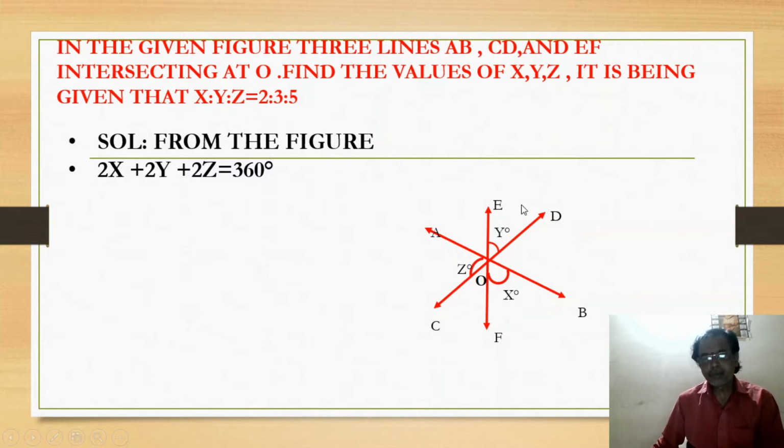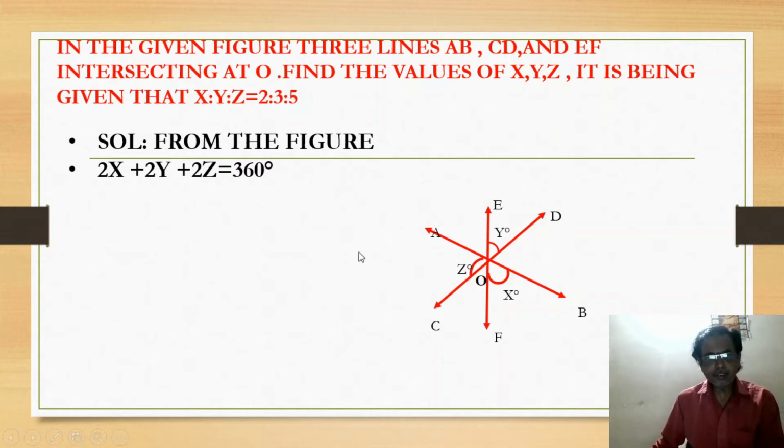In a similar way, AB and CD intersect at point O. So that's why here AOC is z degrees and DOB, or BOD, is also z degrees. So here we actually get 6 angles, but here two angles are equal. So x plus x, y plus y, z plus z. Altogether we get 2x plus 2y plus 2z equal to 360 degrees. 360 degrees means the angle around a single point is always a complete angle, which is nothing but 360 degrees.